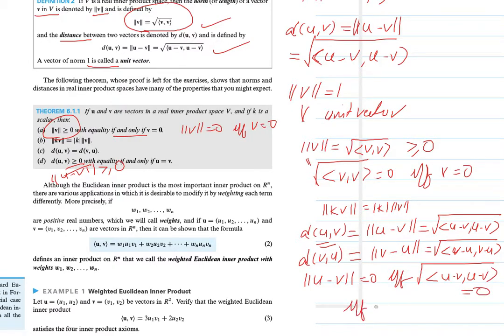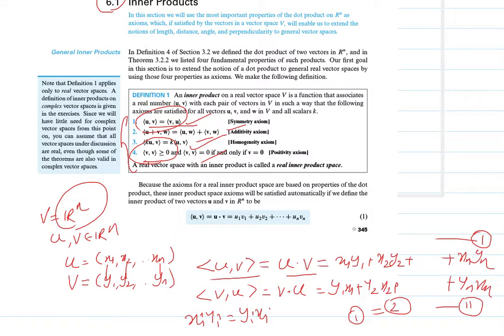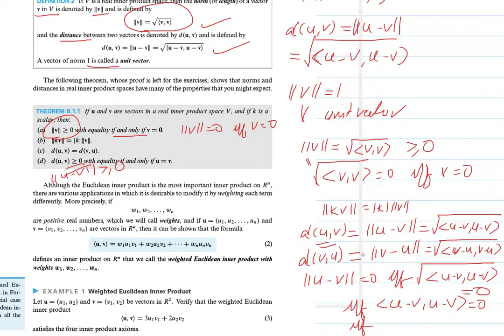That is if and only if, when does a root become 0? When that term becomes 0. Now this is if and only if inner product of u minus v with itself equal to 0, or inner product v,v equal to 0 if and only if v equal to 0. So we can take this as a v. So this is inner product v,v equal to 0, which implies v equal to 0. Clear? So d(u,v) equal to 0 if and only if u equal to v. So all these four conditions are true.